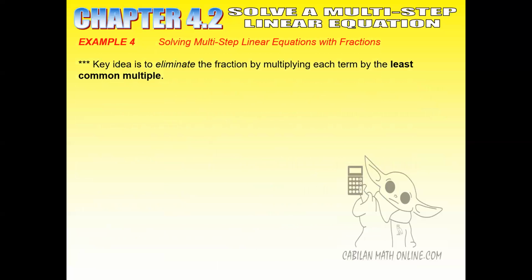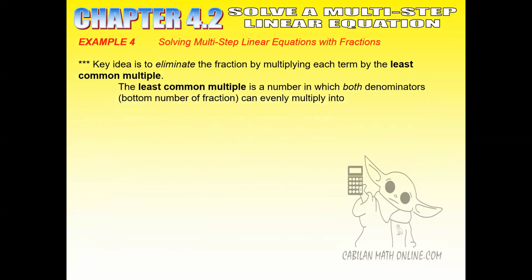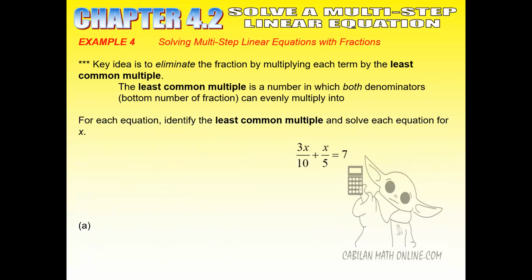All right, this one here is going to be a little bit tricky because what we've seen up until this point is anytime we saw a fraction, we always got rid of the fraction by multiplying both sides by whatever the bottom number is. This one here is different. Notice in this question here, what we have are two different denominators, or two different bottom numbers.